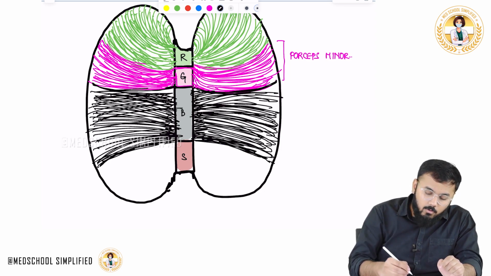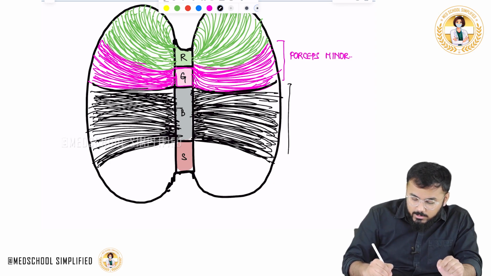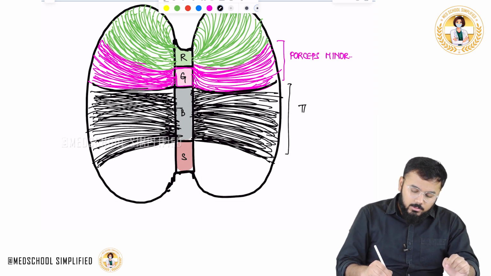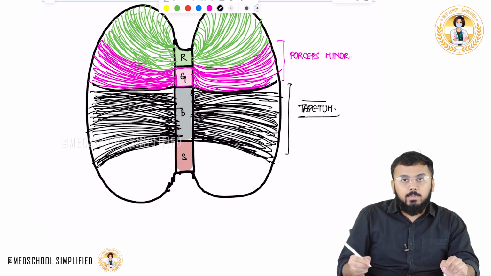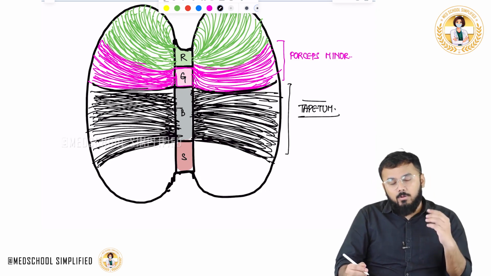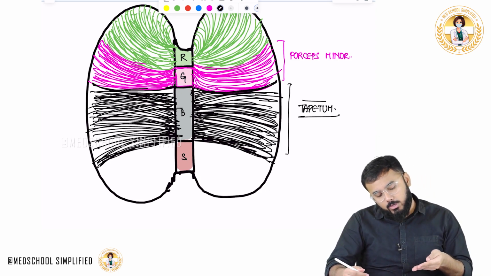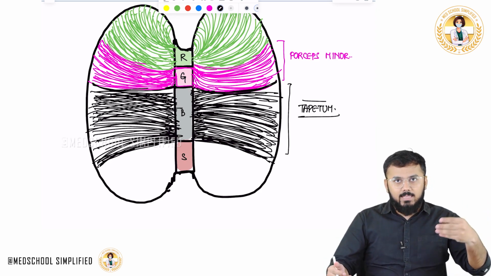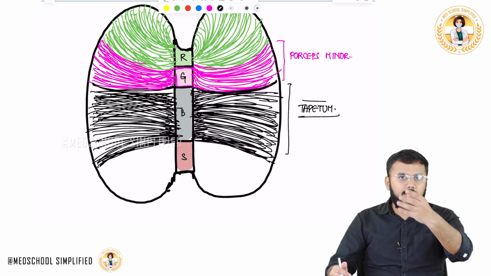Okay, right. Now what is this structure over here called? This structure over here is called tapetum. Okay, so this is called tapetum. What is your tapetum? Tapetum is nothing but bundle of commissural fibers that are joining together to form the body of corpus callosum in the center. They are fanning in, forming a structure and then fanning out.